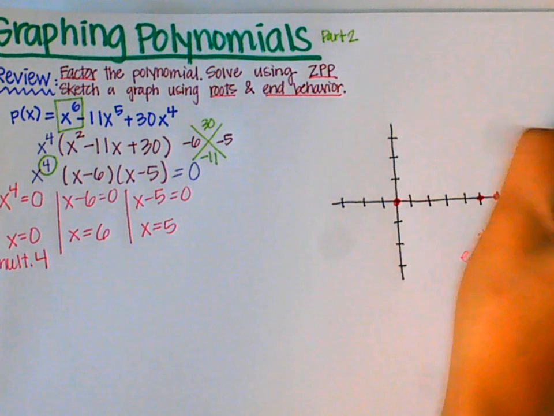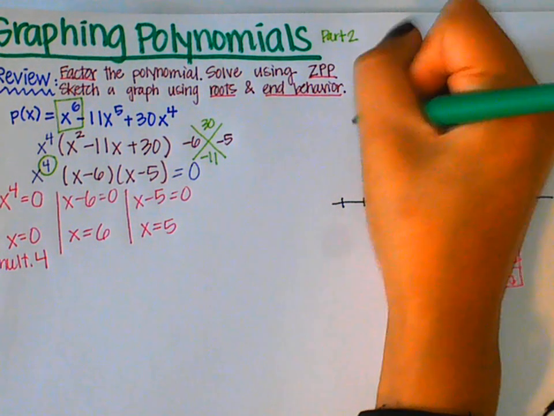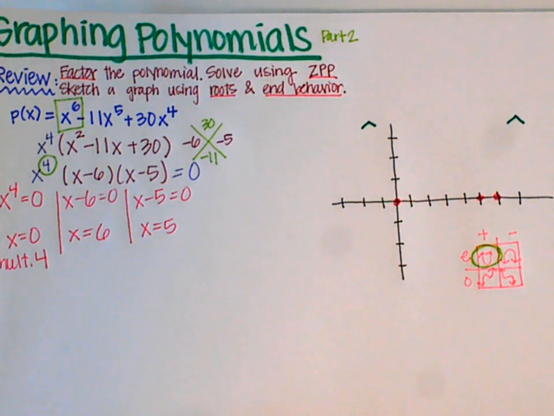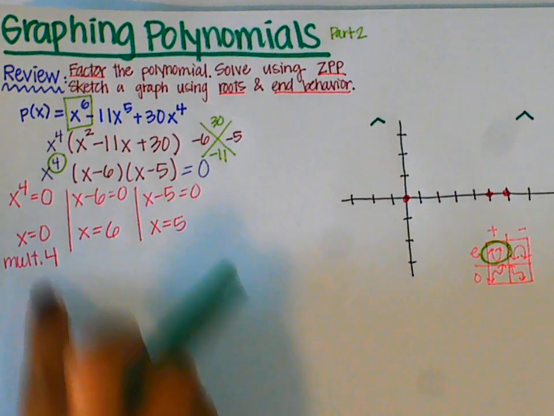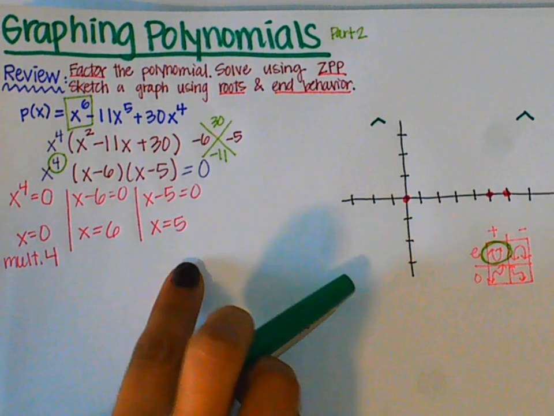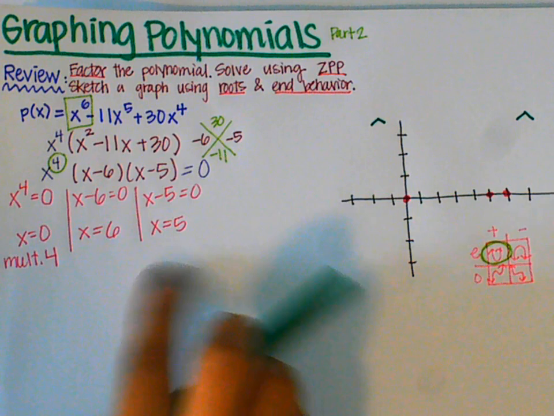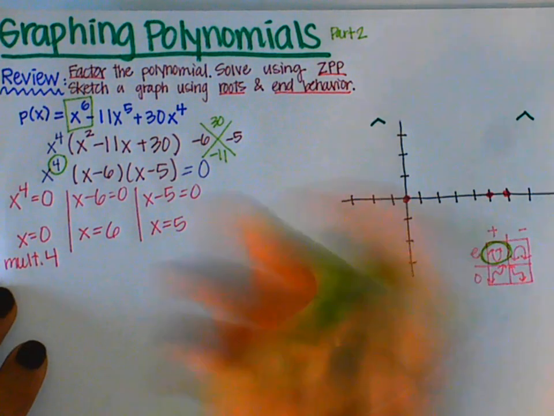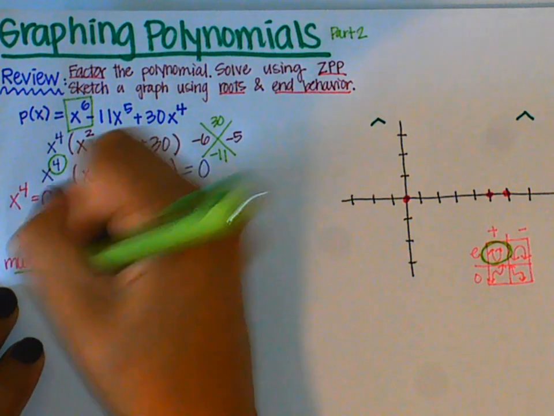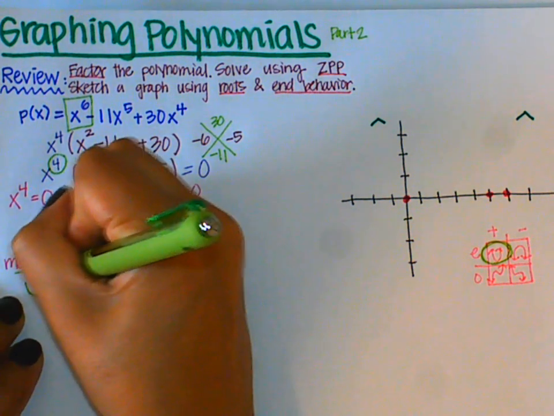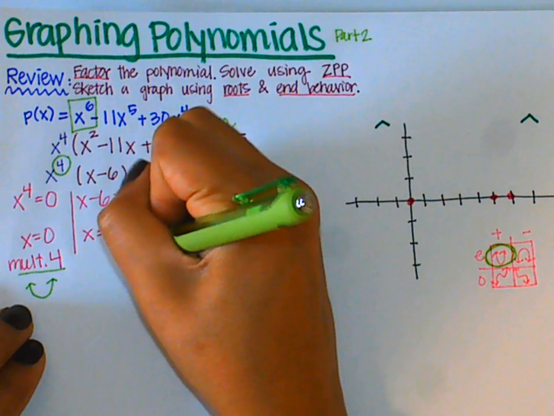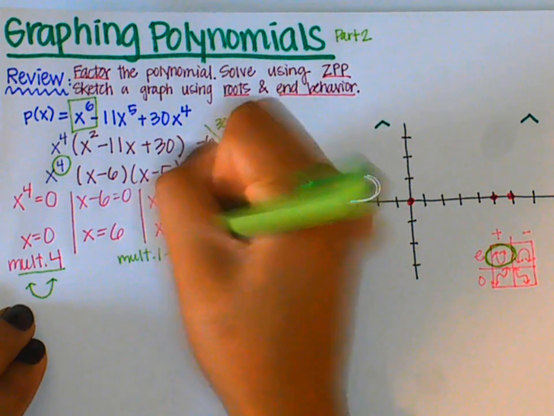So I like to go just a little bit outside of my roots, like that. Now I am going to follow the multiplicities. Remember that if it's multiplicity 1, like these are, you're going to go straight through. So I'll write that down. Multiplicity 4 tells me I'm going to have a bit of a parabolic shape like this. But these two are both multiplicity 1, meaning they're not repeated.